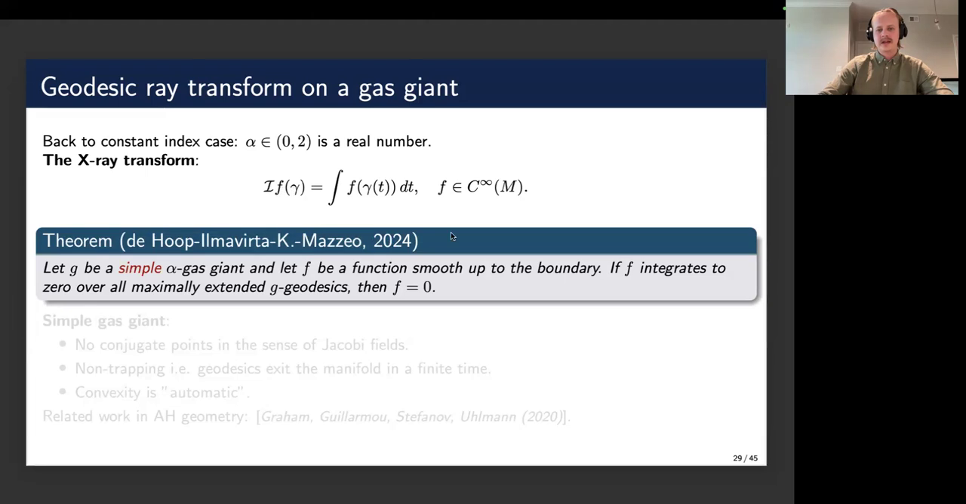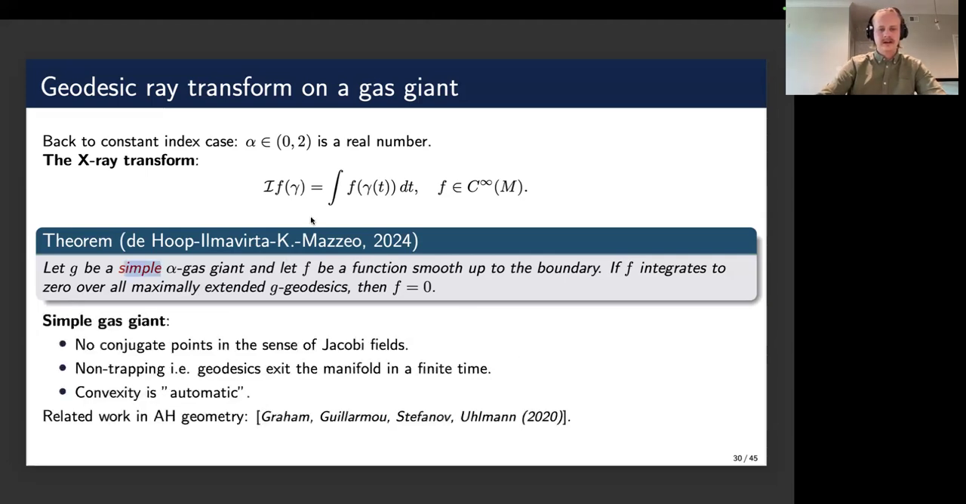And our theorem about the X-ray transform on gas giants is that if you assume your gas giant to be simple and your function to be smooth up to the boundary, then whenever a function f integrates to 0 over all maximally extended geodesics on a gas giant, then it has to be the 0 function. There is no other. So in other words, this transform is injective. Okay.